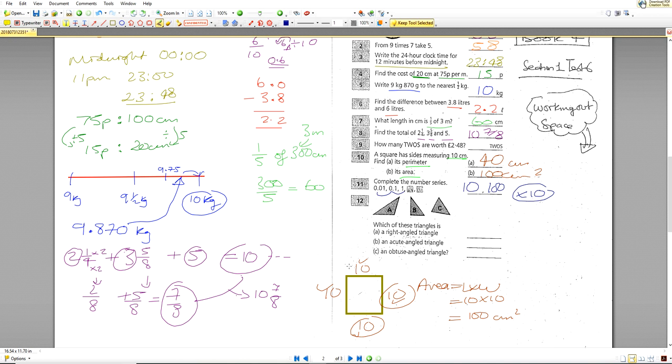Which of these triangles is a right angle triangle? Well, that's going to be quite obvious here by this nice lovely square in the corner. This corner there. So that's going to be our right angle triangle. Acute angle triangle means all the angles are less than 90. For example, like what you have in C. An obtuse angle triangle is like, for example, here. This is an obtuse angle here. So that'll have to be A.